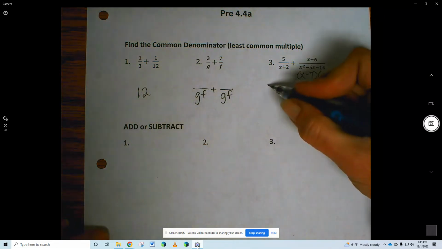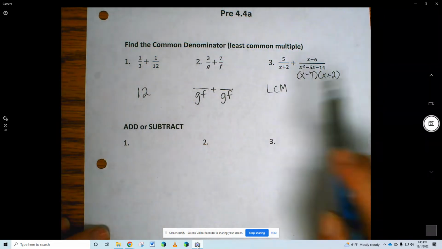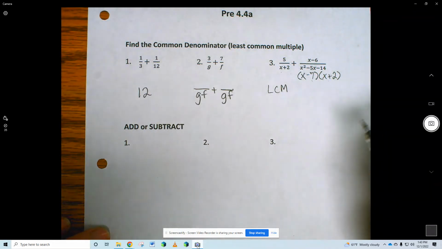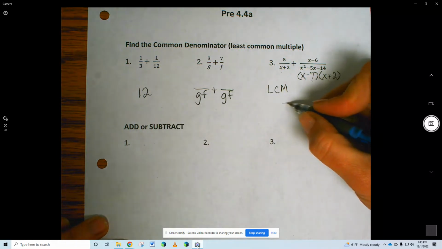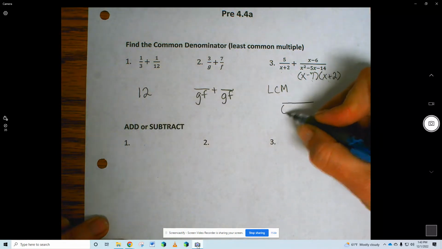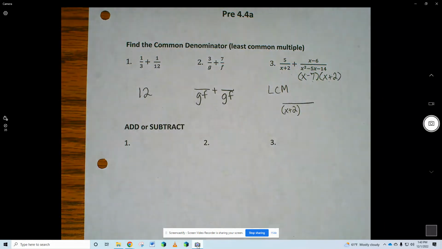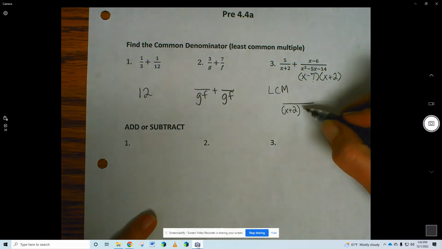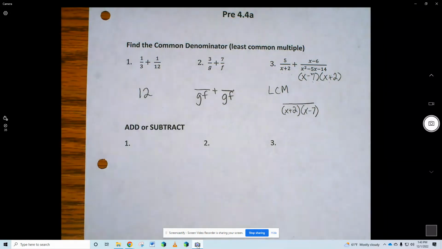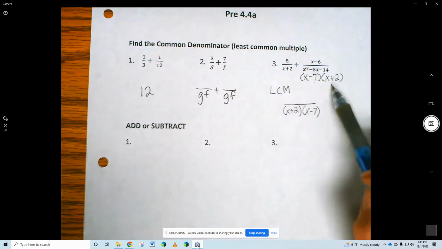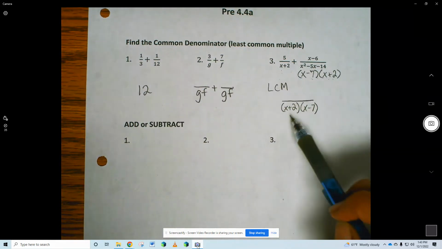So my least common multiple. Now I realize that you visually are looking at X plus 2 and you see it twice. But in my common denominator, I'm only going to list it once. We only write things one time, but there's also the X minus 7 there. So my common denominator would be both things. We only write the X plus 2 one time because it's in common with both. This has one and this has one, so we only need to write it once.